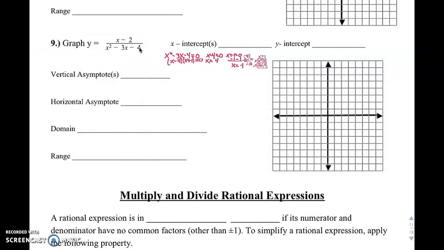So I'm going to fill in vertical asymptotes, x equals 4 and x equals negative 1. And I'm going to dash them in on my graph. So here's a vertical asymptote at negative 1. Here's one at positive 4.